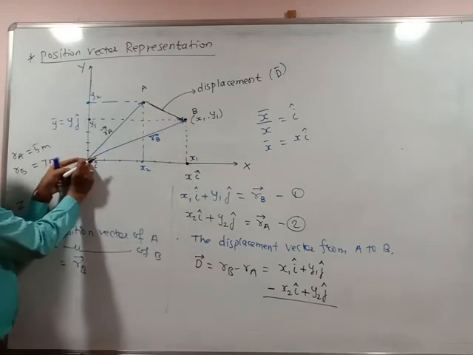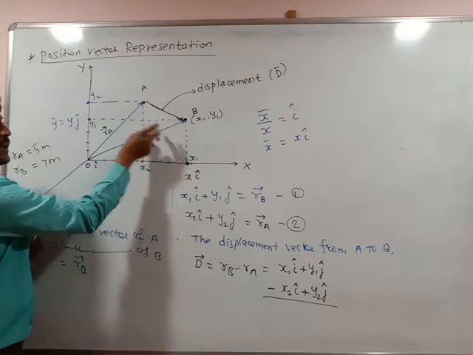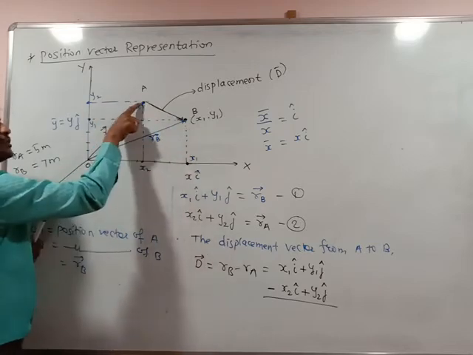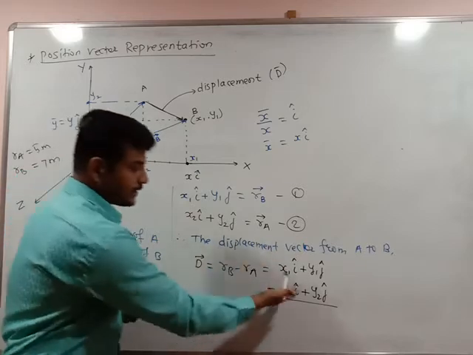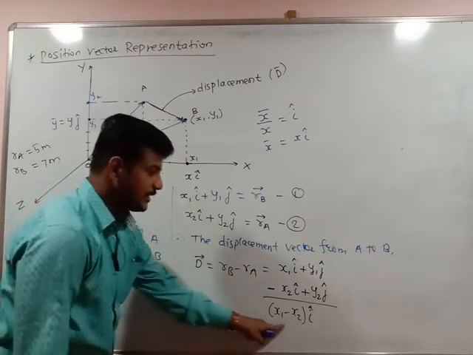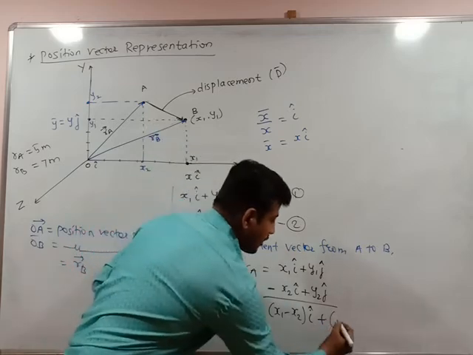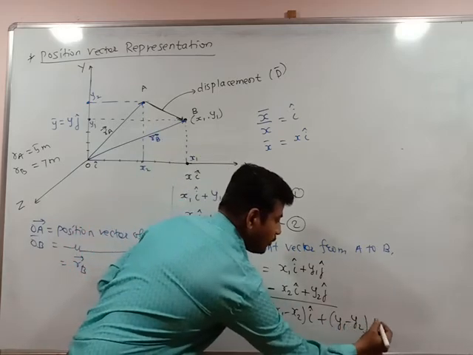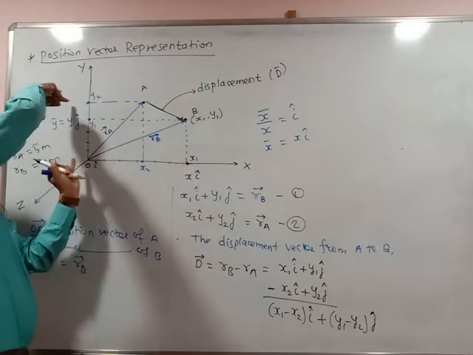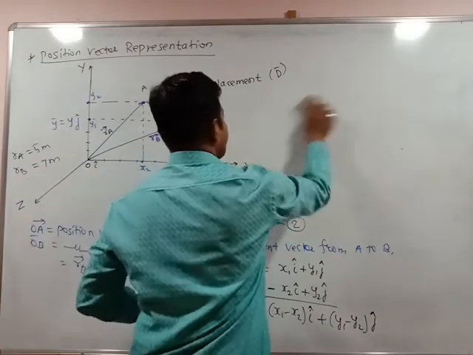Looking from the center O, you cannot measure the exact displacement, but you take the difference RB minus RA, and you can easily find how much displacement takes place for that object reaching from position A to position B. So take the difference here: I can write x1 minus x2 i cap. These are the x coordinates for the two positions A and B, plus y1 minus y2 j. These are the y coordinates for A and B. X coordinates are x1, x2. Y coordinates are y1 and y2. So what could be the displacement vector value here? Final value.